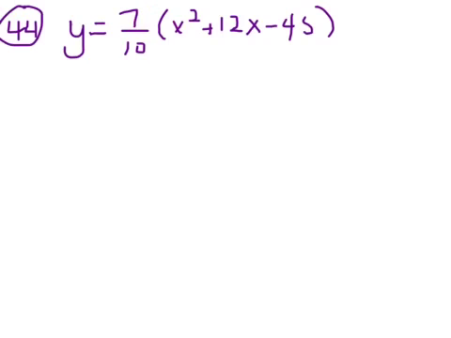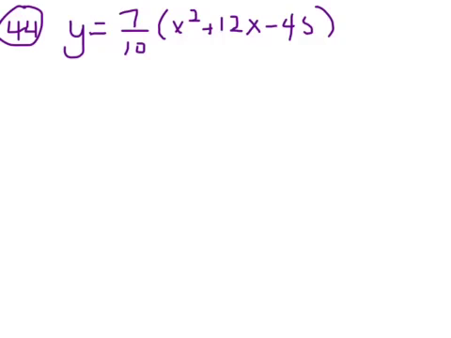Okay, so 44, let's read the instructions. Use a graphing utility to graph the quadratic function, okay? Find the x-intercepts of the graph and compare them with the solutions of the corresponding quadratic equation when y equals 0. Okay, when they ask us to find the x-intercepts, those are the solutions. So it's almost like they're repeating themselves here.